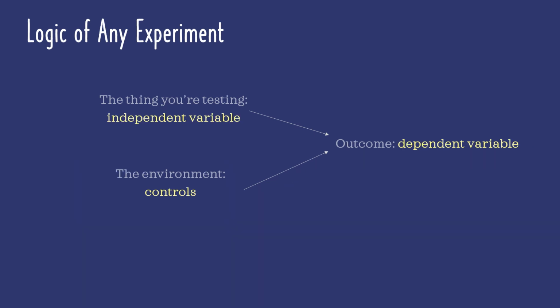Now for some science jargon. The streams that combine into the outcome are called the independent variable, which is the special thing you're testing on purpose, and the controls, which are all those aspects of the environment you keep constant. Then the outcome is the result that depends on those inputs. So that's called the dependent variable.